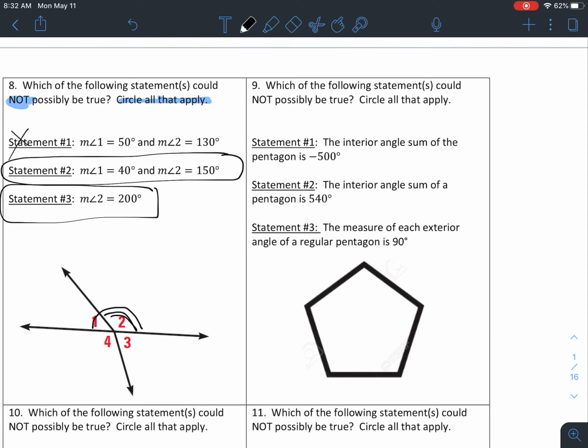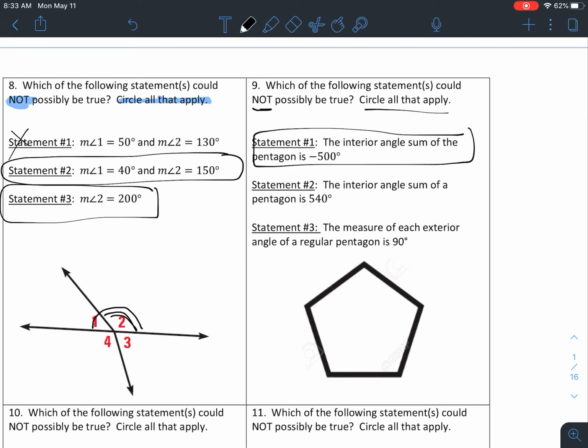Now, which of the following statements could not possibly be true? So again, "not," and it says circle all that apply. Statement 1, the interior angle sum of a pentagon is negative 500. Well, we can't have negative, so immediately we know that's not true. The interior angle sum of a pentagon is 540 degrees. We don't know that off the top of our head, but we'll check and see.